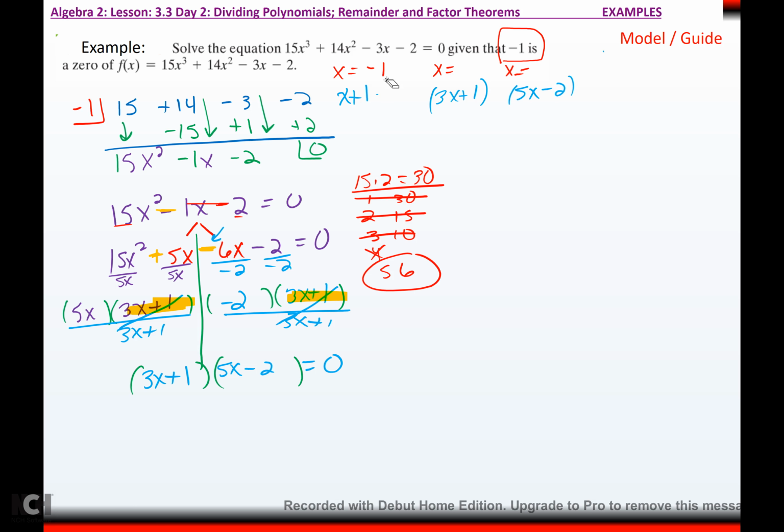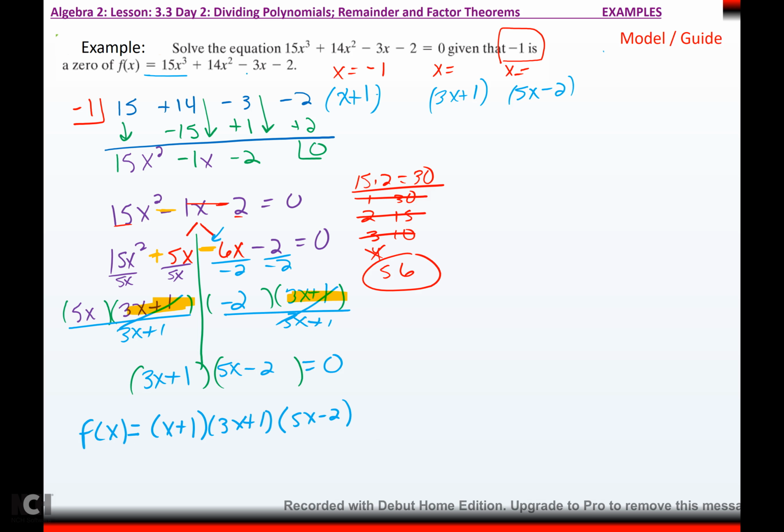Okay, so again, once you have zeros, you have factors. Once you have factors, you can turn them into zeros. You can go back and forth between the two however you like. So those are my three factors. Now I've already got this solution, right? So I could rewrite my function as x plus 1 times 3x plus 1 times 5x minus 2.